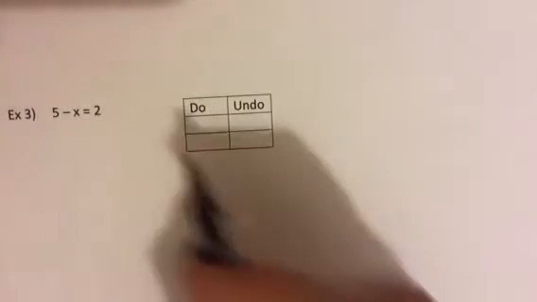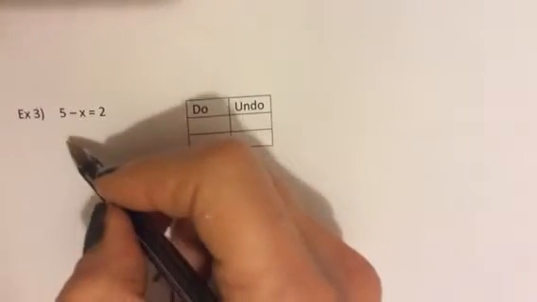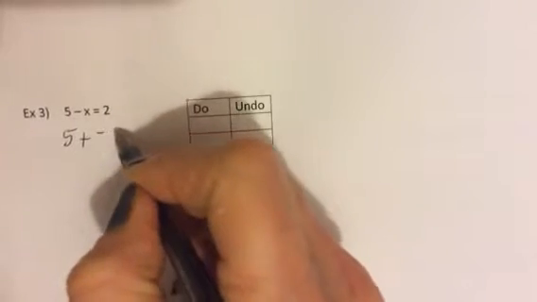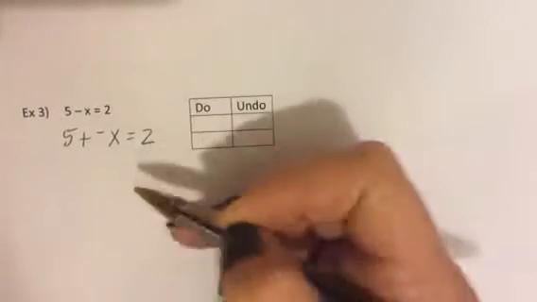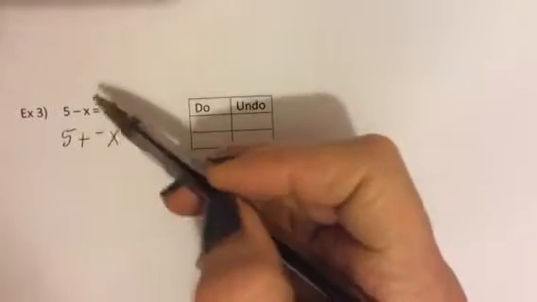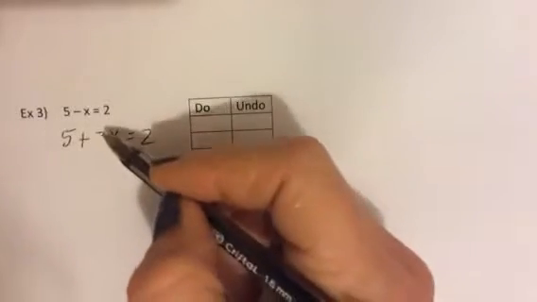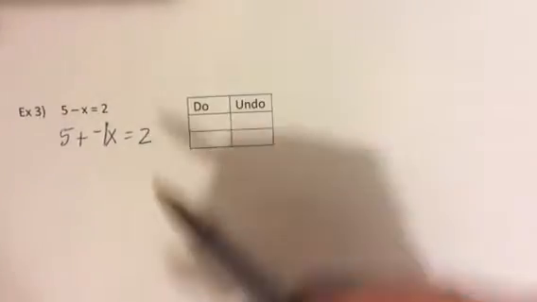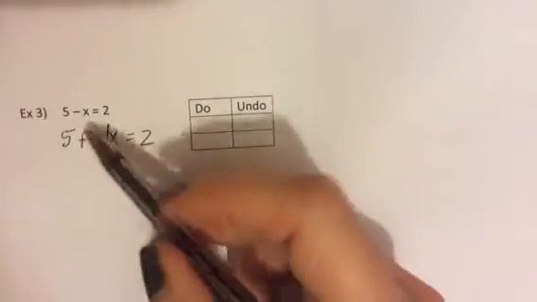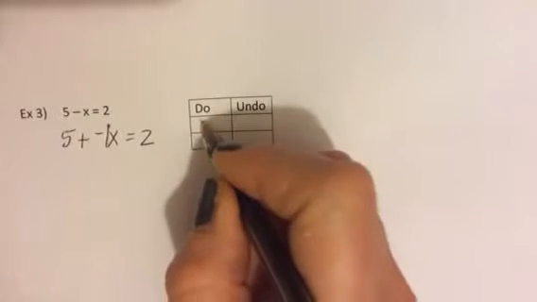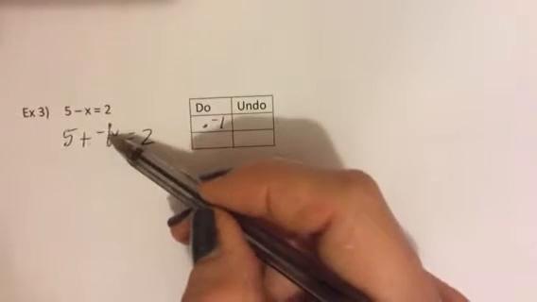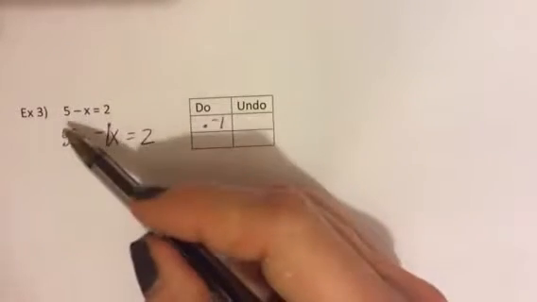So order of operations, the do, undo. Now, this is really, I'm going to rewrite it, 5 plus -x equals 2. And I'm doing that for a reason. Okay, so remember the coefficient on the x, if there's nothing there, is a 1. So the first thing we would do to x, if we knew what x was, is we would multiply by -1. And I would have never known that if I hadn't made that adding the opposite and then put that 1 there. So be careful on that.